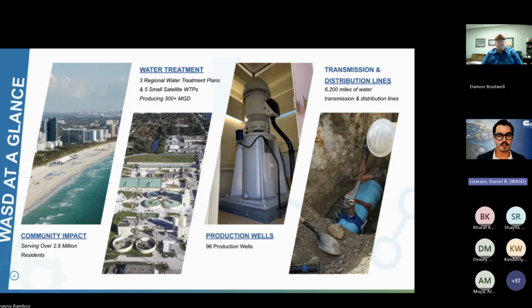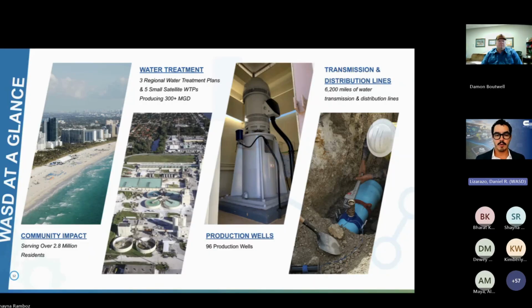Just to set the stage for those of you who may not be familiar with Miami-Dade County infrastructure, this slide represents an overview of that. Essentially, we have a population of around 2.8 million residents that we currently provide water and sewer services for. On the water production side, we have 3 regional water treatment plants and 5 satellite water treatment plants that are scattered throughout the extremities of the county to help maintain adequate pressure in the system. And we produce roughly 300 million gallons per day.